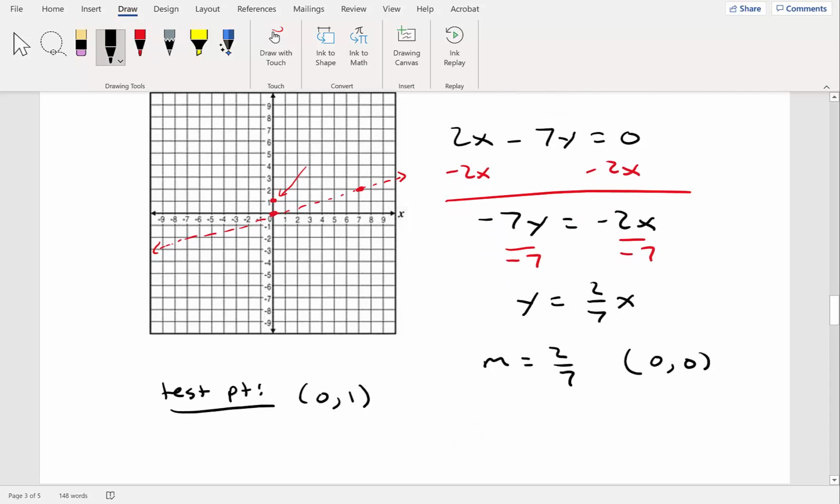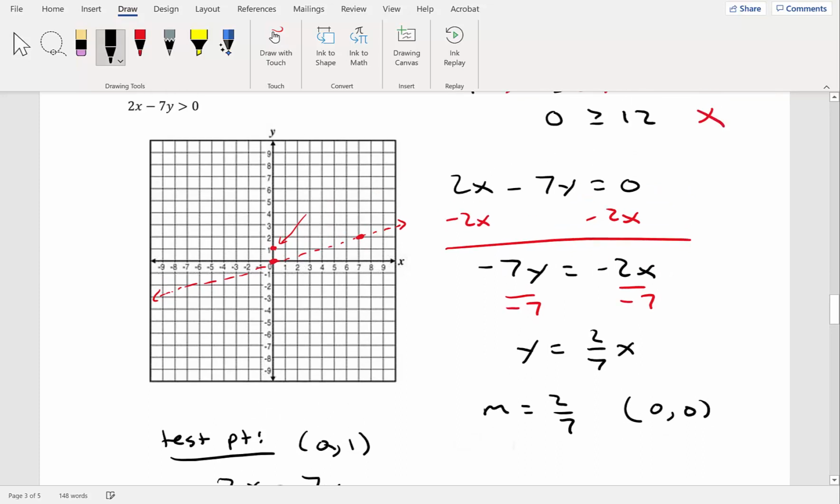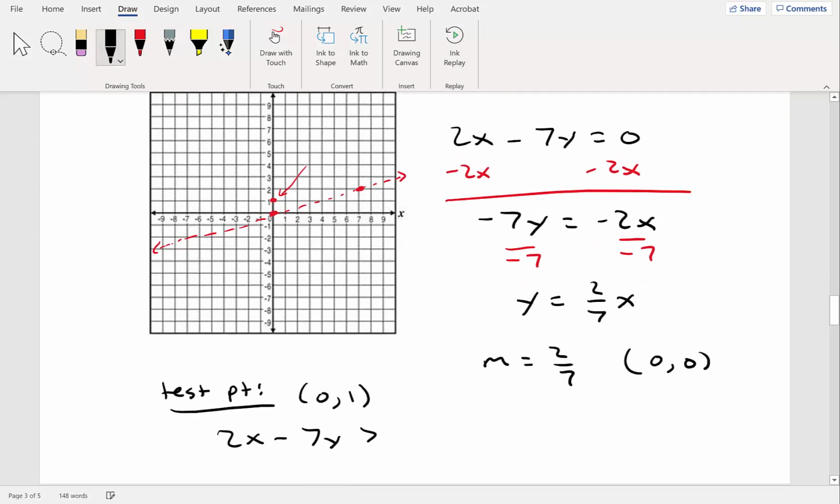So we're going to pick (0, 1), and we're plugging it into the original inequality, which was 2x minus 7y greater than 0. And let's see if this gives us a true statement. So I have 2 times 0 minus 7 times 1. I want to see if this is greater than 0. So 2 times 0 gives me 0. Negative 7 times 1 gives me negative 7. I have greater than 0. Now negative 7 is not greater than 0, so that's not a true statement.